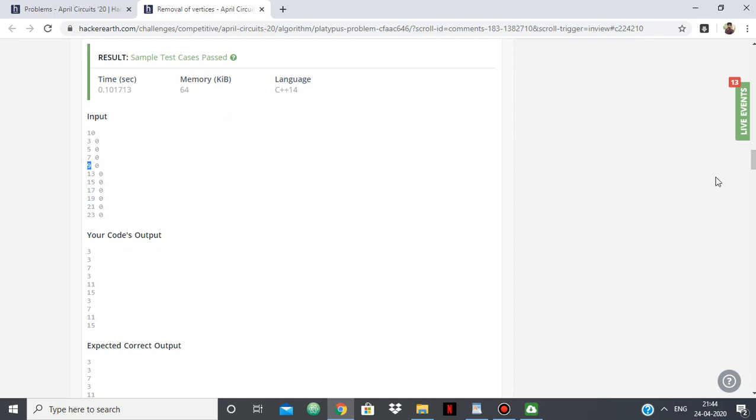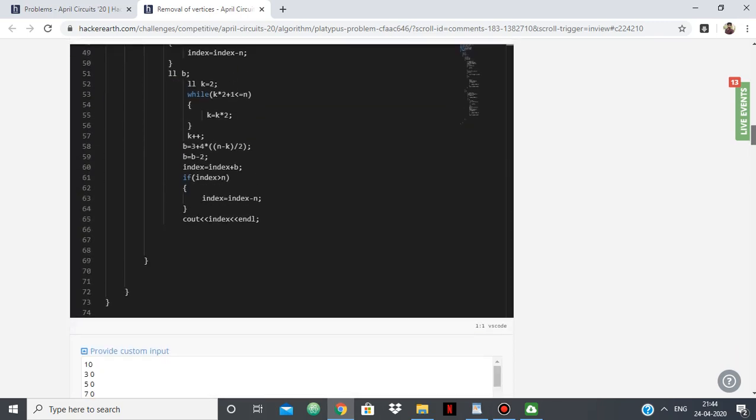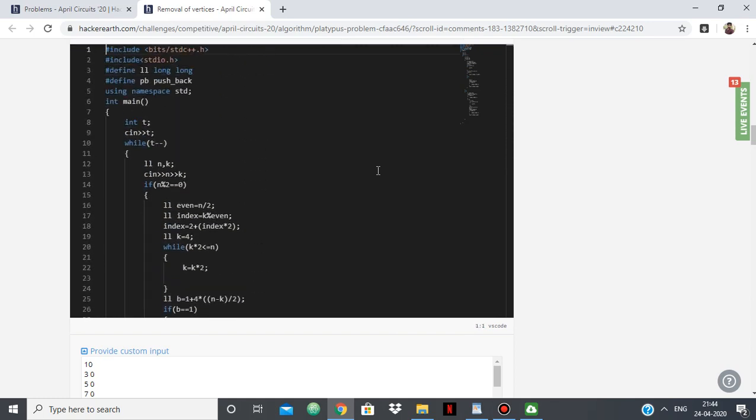So for that, basically, what the formula is, I'll just show you from my code itself. So this is my code. As I said, for the even, even is equal to n by 2, index is equal to k percent even, and index is equal to 2 plus index. So this gives me the final index where the explosion starts from.